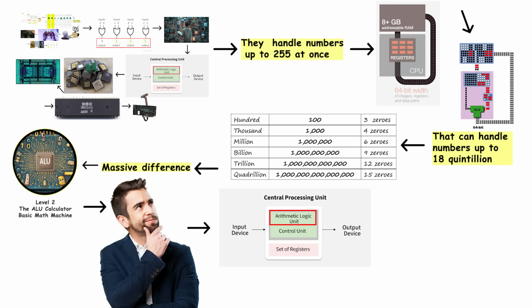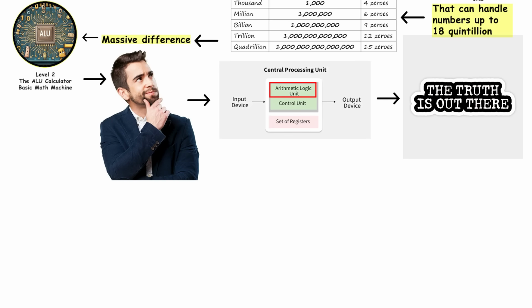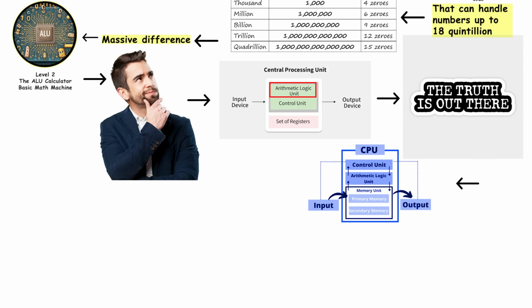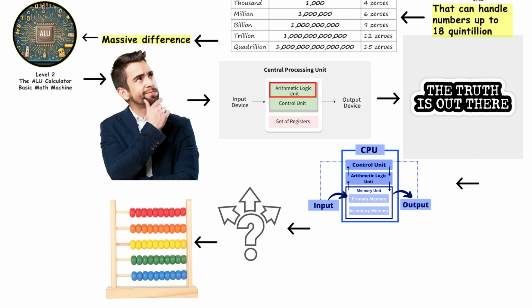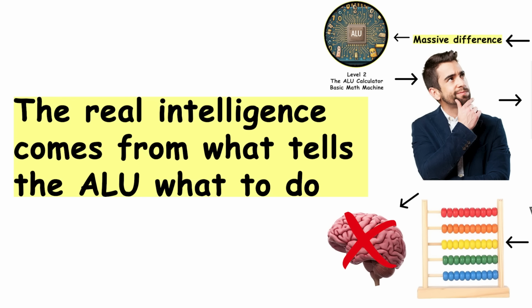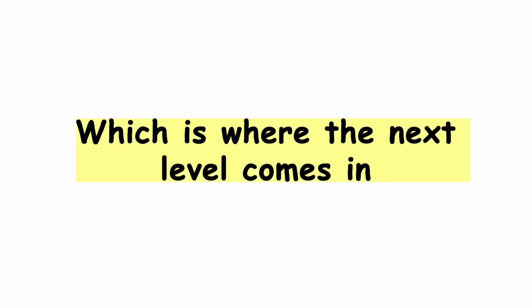But here's where level 2 people get it wrong. They think the ALU is doing all the work. The truth is, the ALU just sits there waiting for instructions. It doesn't decide what to calculate or when. It's a tool, not the brain. The real intelligence comes from what tells the ALU what to do, which is where the next level comes in.